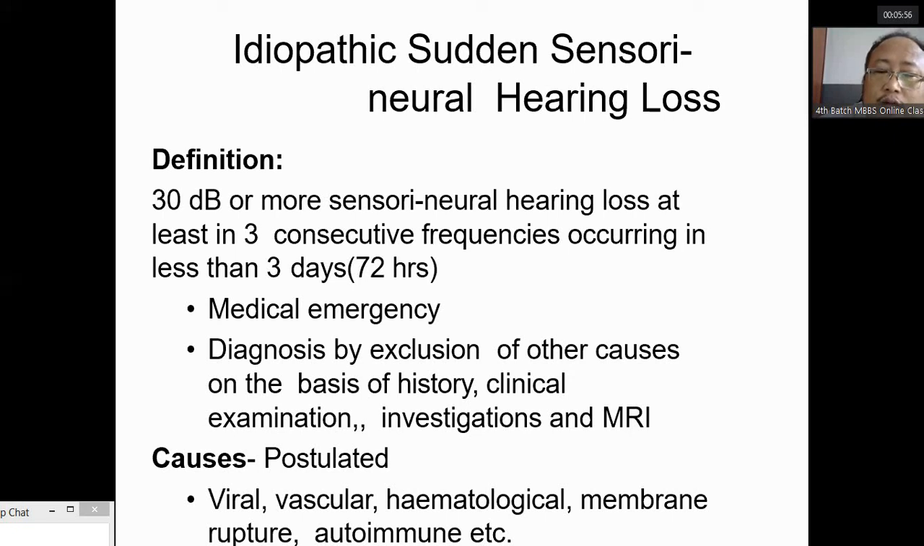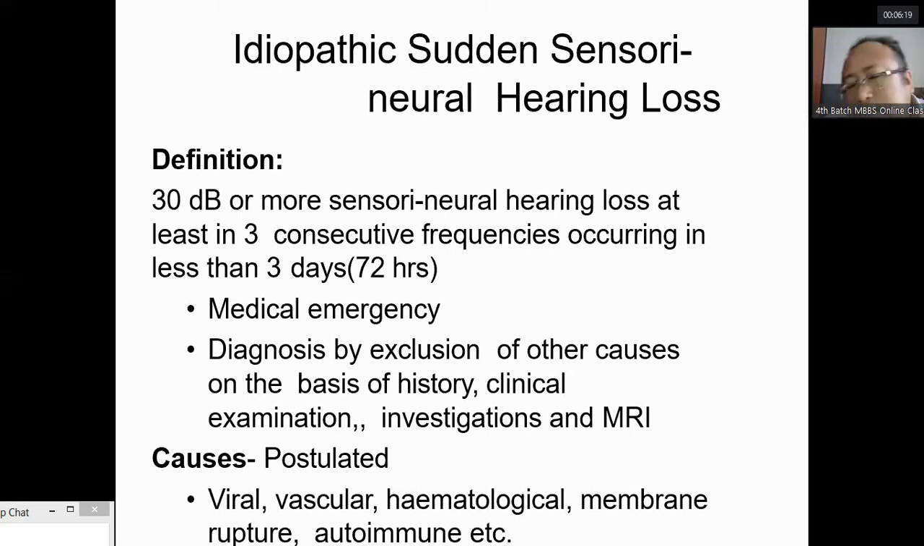So there should be investigations. The history should be taken meticulously. Examination, audiogram should be there as soon as possible, and some kind of radio imaging might be a good help for the management.